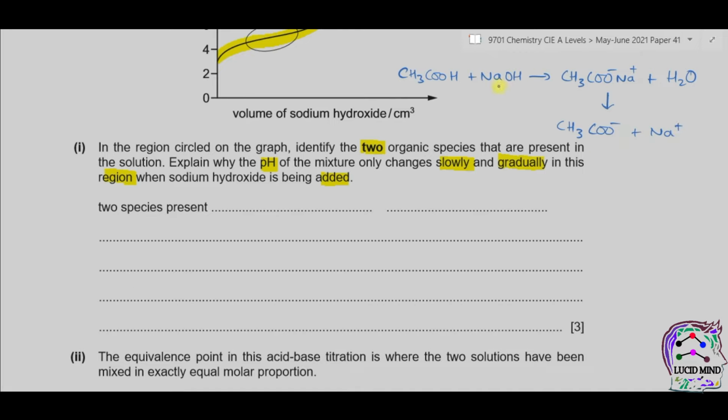As the amount of sodium hydroxide is less, as the volume added is still less in this region where the circle is given, therefore we have excess of CH3COOH. We also have this product that is formed. So the two species present are CH3COOH, ethanoic acid, and the ethanoate ion.